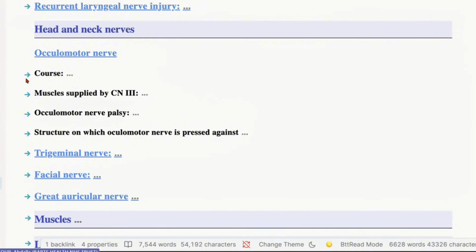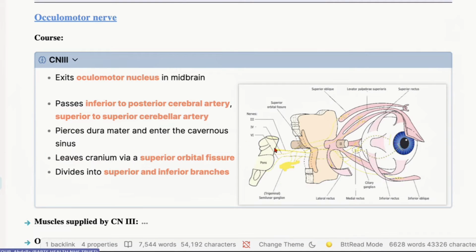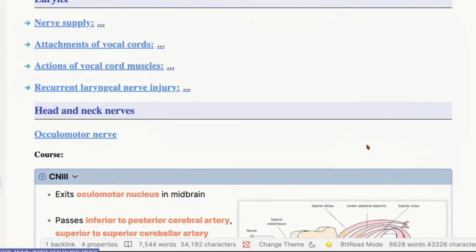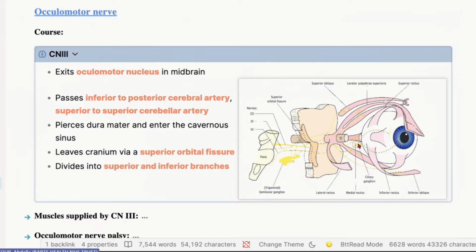So the course, you will say it originates from midbrain in the midline and leaves anterior in the middle cranial fossa. And when it's coming out, you see that? So you still want to mention this. You want to use the chance and mention it because you already know it, right? When it's coming out from the midbrain, it comes between two vessels. And these are posterior cerebral artery and the superior cerebellar artery, the man that's holding the cigarette. And then it leaves the skull through the superior orbital fissure.